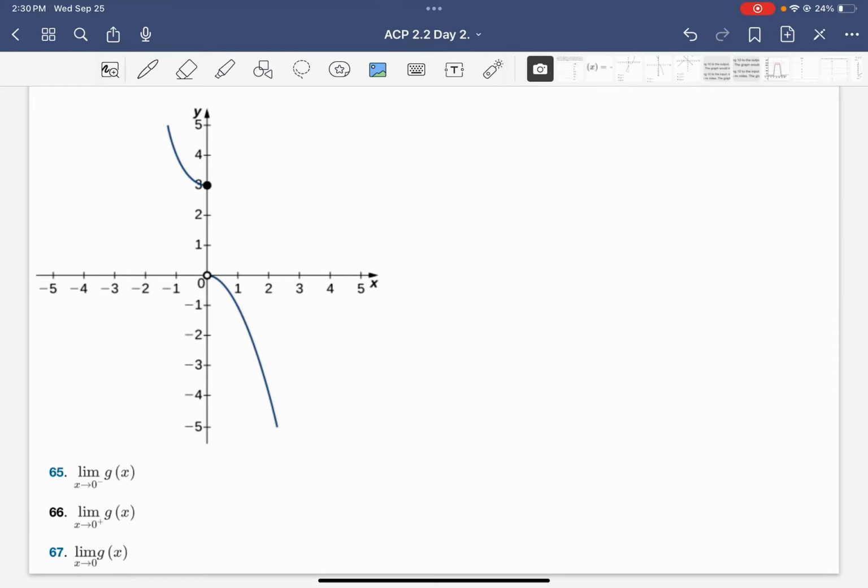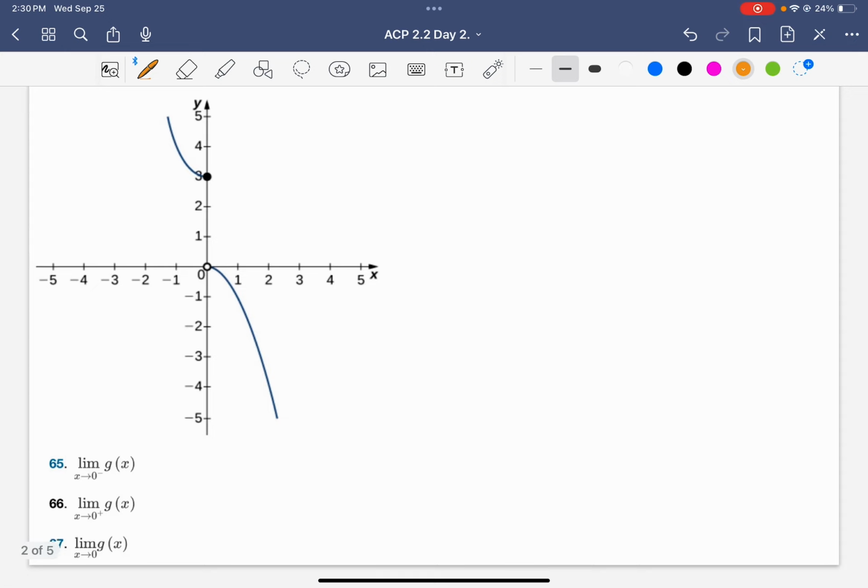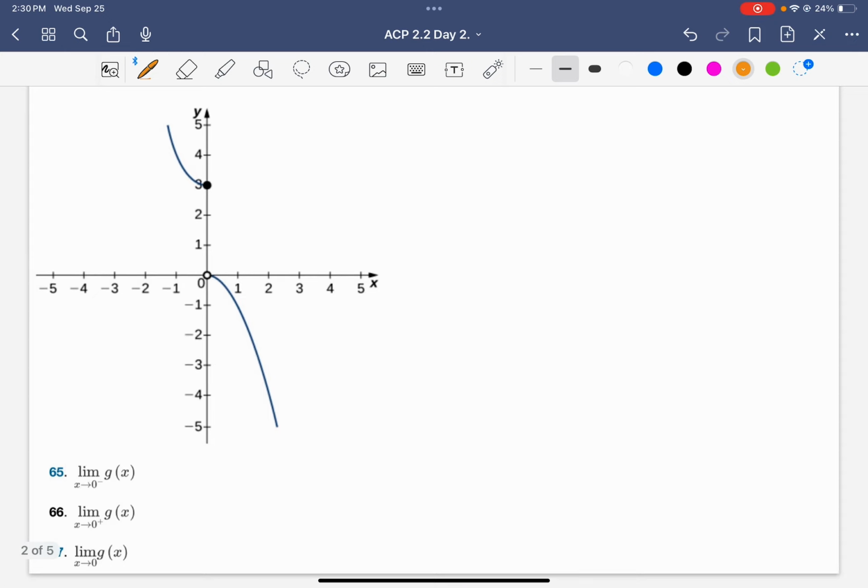2.2 day 2. Let's start off with number 65. Number 65 says the limit as x goes to 0 from the left. So as x goes towards 0 from the left, it looks like the y's want to be 3. As x goes towards 0 from the right, it looks like the y's want to be 0. But this overall limit does not exist.